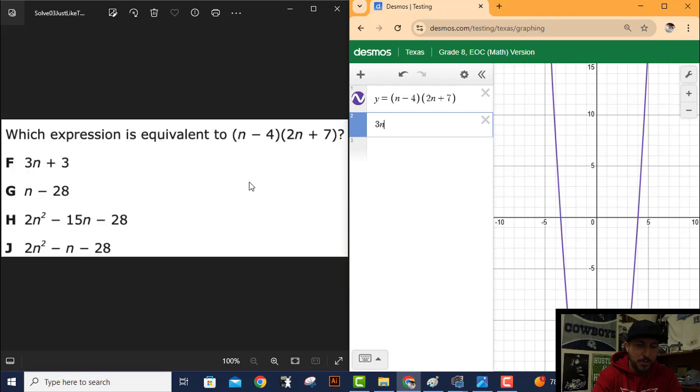Type in choice F, 3n plus 3. Triangle error, y equals, I know how to fix that. Y equals, what is this? Nope, that's not it. That's not even matching. Get out of here, buddy.